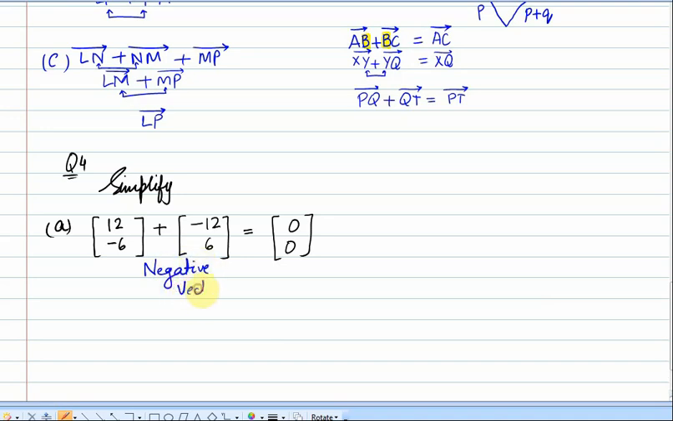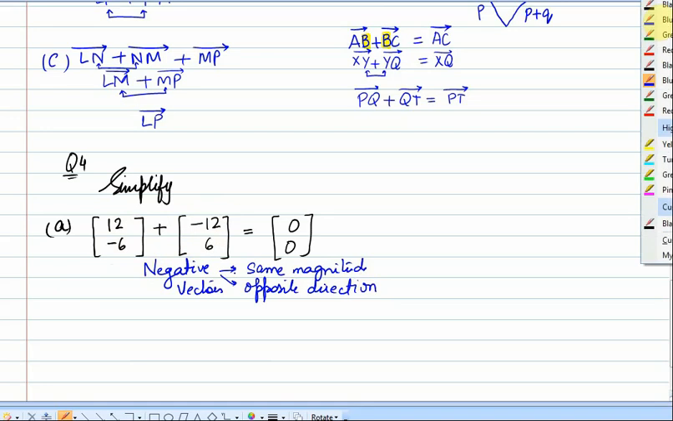What are negative vectors? I have told you in the first class of vectors, vectors which have same magnitude but opposite direction. So if you see these two vectors, the numbers are 12, minus 6 and 12, 6. Numbers are same but they differ in the direction. That is plus 12, it's minus 12, it's minus 6, and it's plus 6. So the vectors' magnitude is same but they are in opposite direction. That is why the sum is 0, 0.